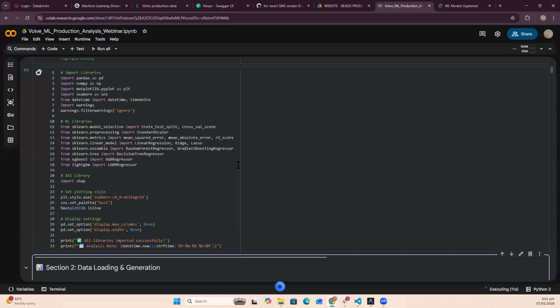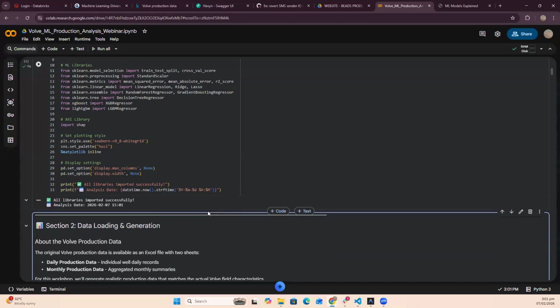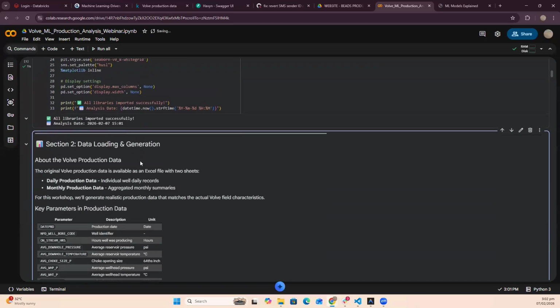So we have to first get all the tools that we are going to use. Yes, everything. So the second section has to do with data collection, right? So we have to load our data and clean it, right?